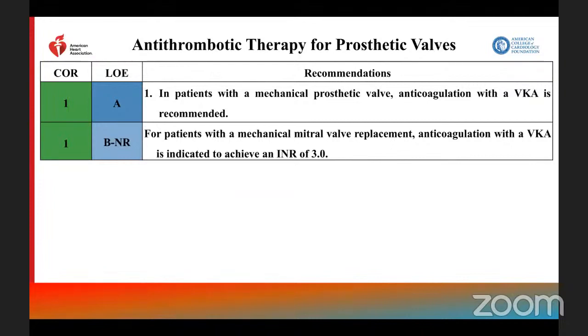For antithrombotic therapy for prosthetic valve guidelines, in patients with a mechanical prosthetic valve, anticoagulation with a vitamin K antagonist is recommended as a class 1. And for patients with a mechanical mitral valve replacement, anticoagulation with a vitamin K antagonist is indicated to achieve an INR of 3 as a class 1.